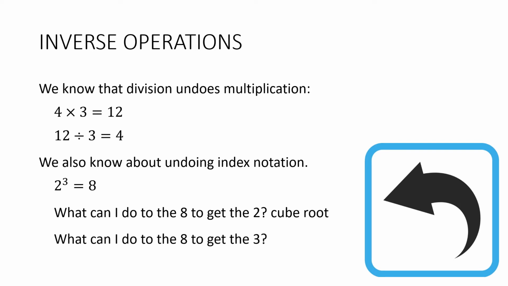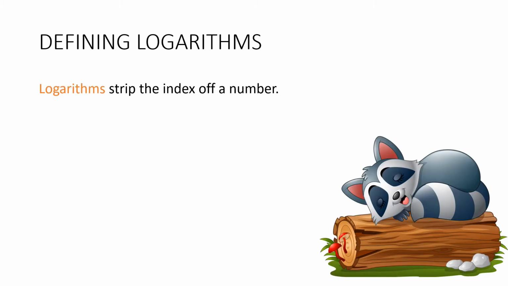But here's the question. What can I do to the 8 to get the 3, to get the index? And currently we don't know how to do that. And the answer, of course, is logarithms. So logarithms strip the index off a number. That's their prime purpose. And it's what makes them so powerful.